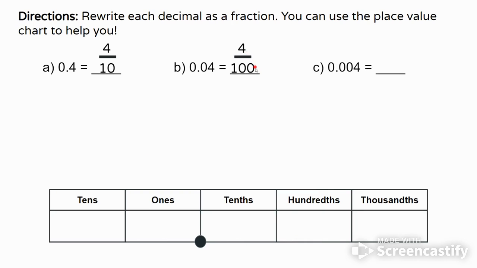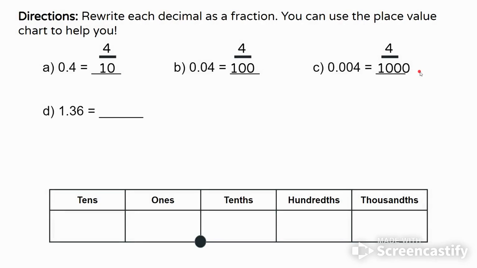For C, we have 0 and 4 thousandths. So we're going to place a 0 in the ones place, a 0 in the tenths place, a 0 in the hundredths place, and a 4 in the thousandths place. So when we look at this number, we can see the number 4, and the last digit 4 is in the thousandths place. So we're going to write this as 4 thousandths. The number we see is on top as our numerator, and the place value that the last digit is in, the thousandths, is going to be our denominator.